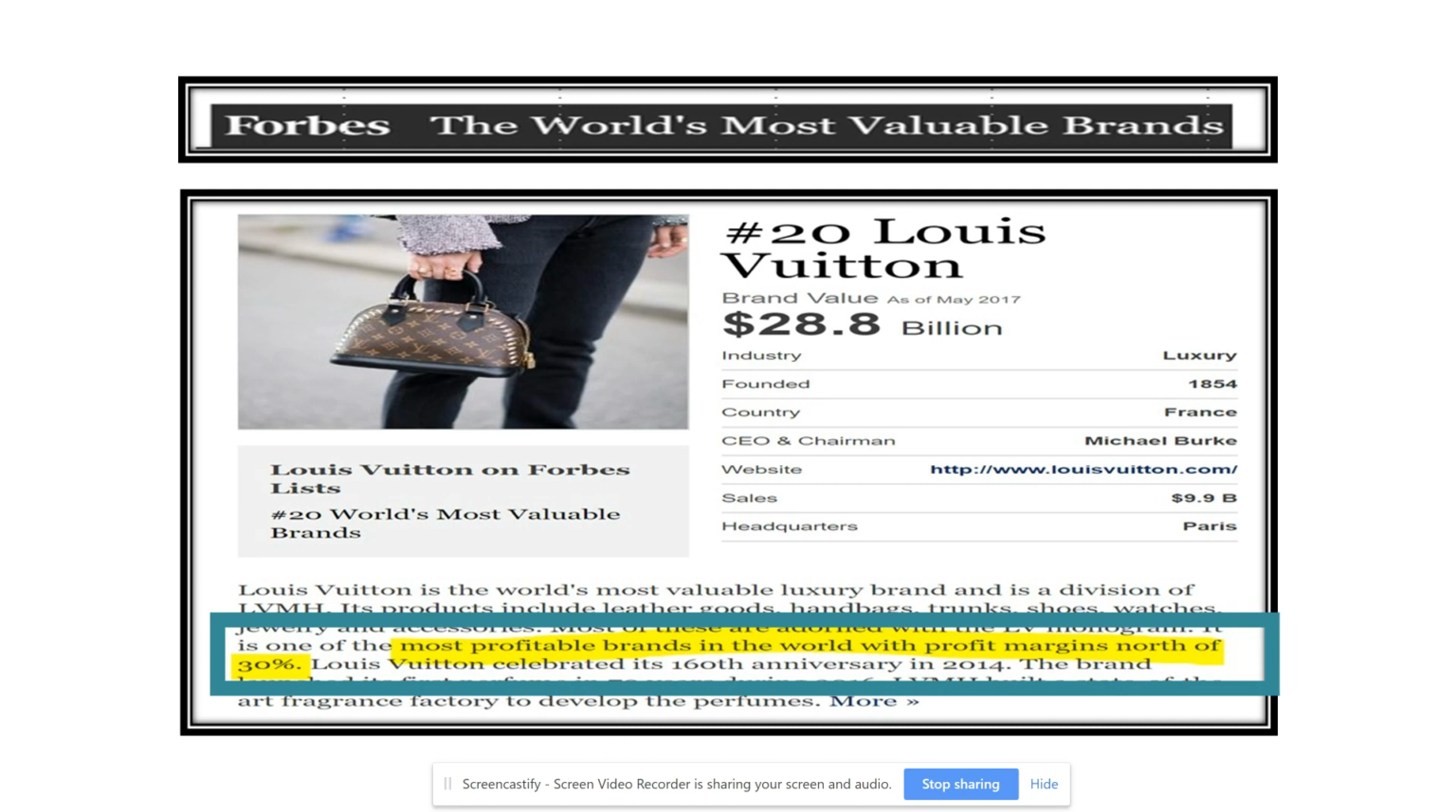Louis Vuitton is one of the most, if not the most, profitable brands in the world, with a 30% profit margin. That's because luxury brands have a huge profit margin.